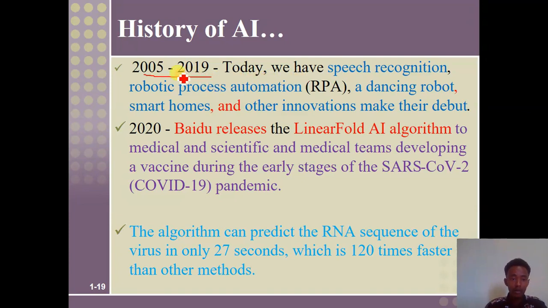From 2005 up to today, we have different kinds of artificial intelligence, like speech recognition applications, robotic process automation, advancing robotics, smart home, and IoT devices. We will see what a smart home is about.